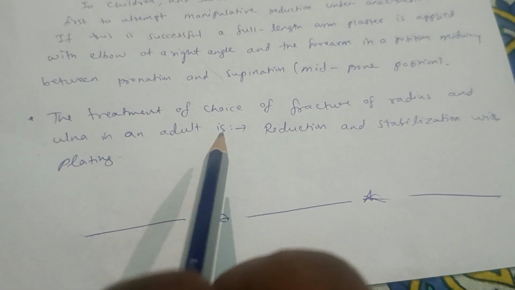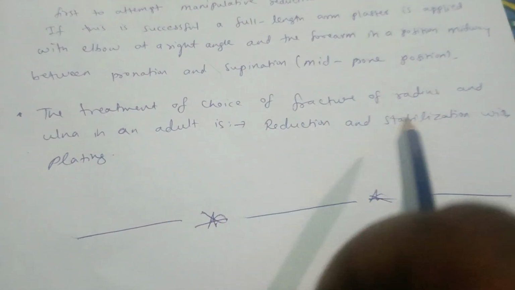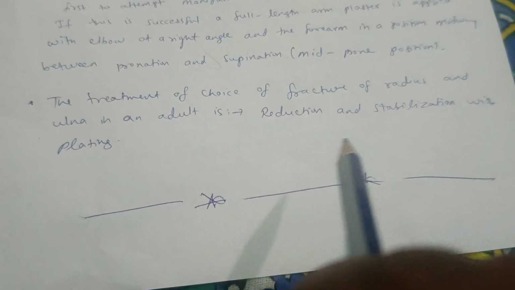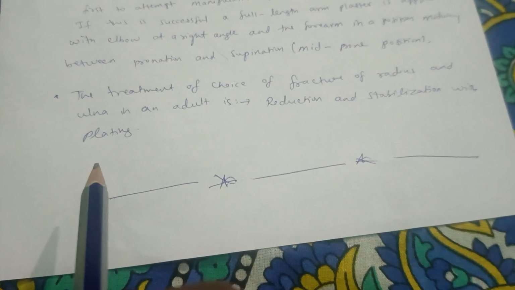The treatment of choice for fracture of the radius and ulna in an adult is reduction and stabilization with plating.